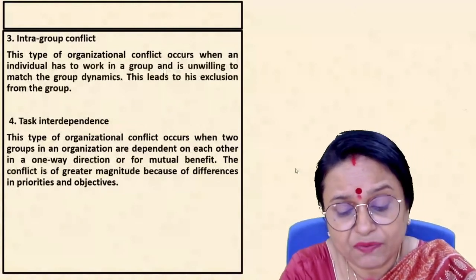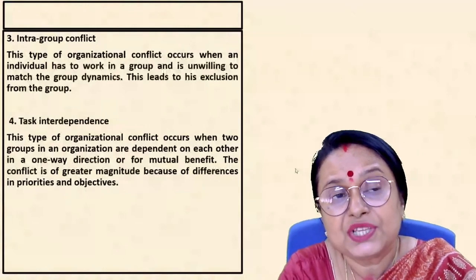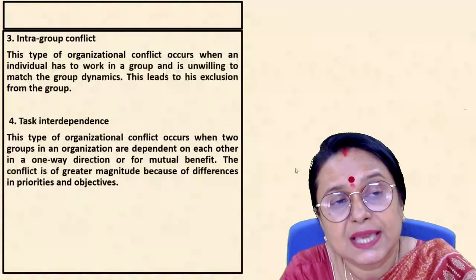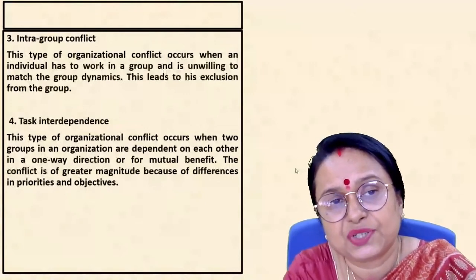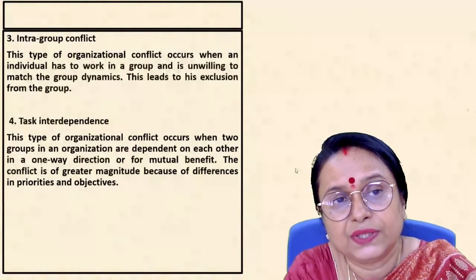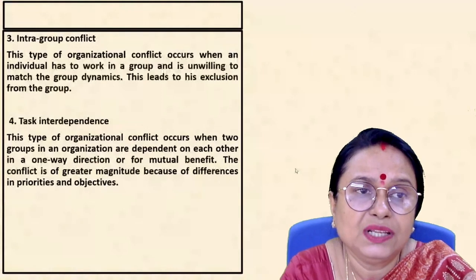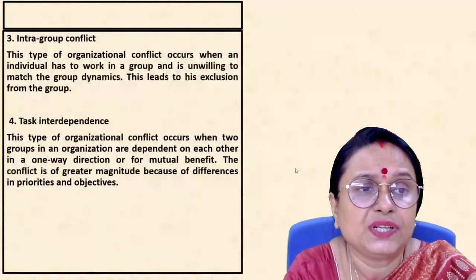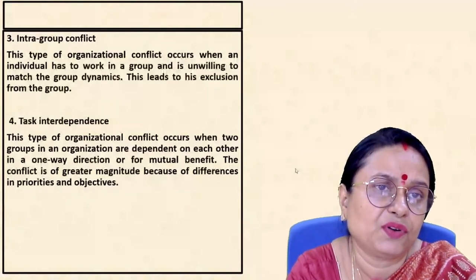Intergroup is conflict between two groups. Intragroup is conflict between one individual and a particular group, the same group where he is working. His working style is not matching with the group dynamics. Then he has to leave the group, or he has to be excluded from that group. That is intragroup conflict.